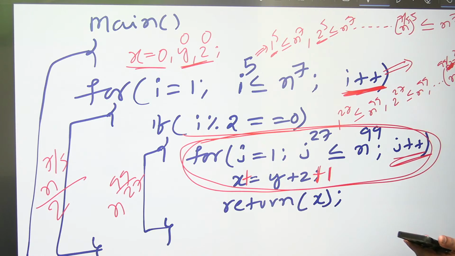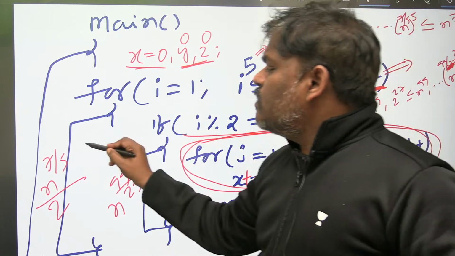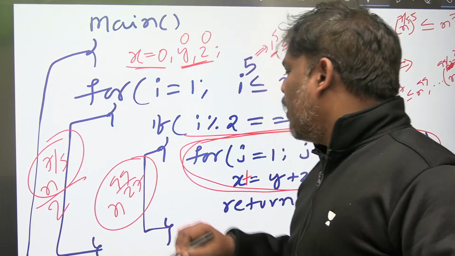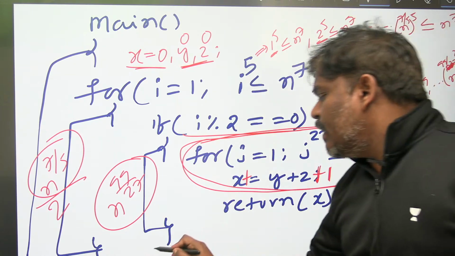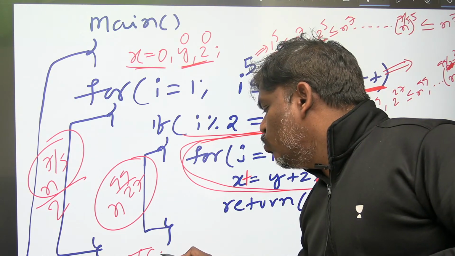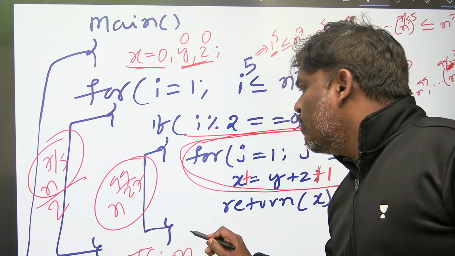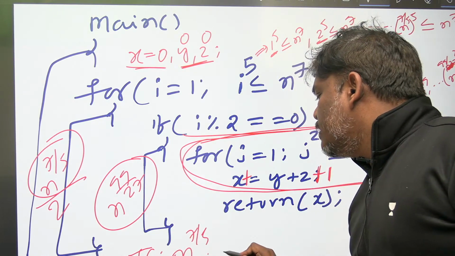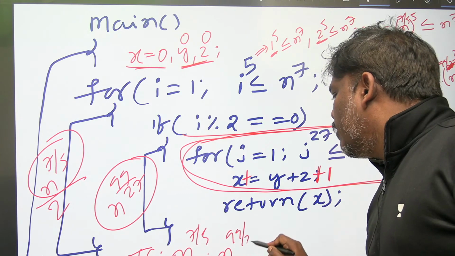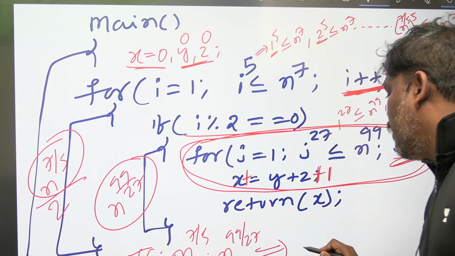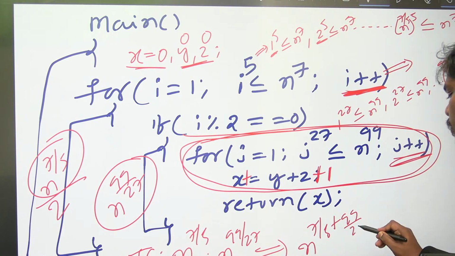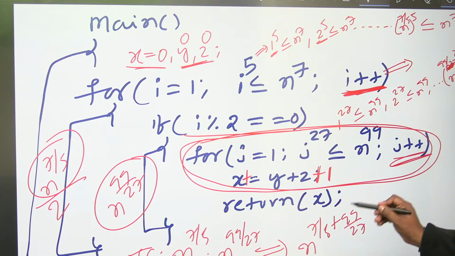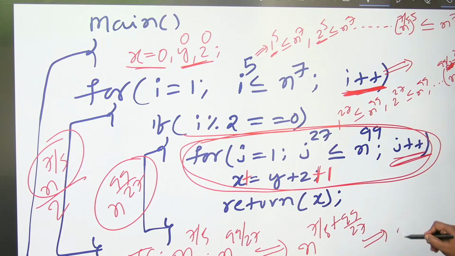That's okay. Can you help me? The i loop runs this many times, the j loop runs this many times, so every time x is incrementing by this much. Now it is the correct time to ask what the time complexity is. Time complexity means loops, two loops. The first loop is n power 7 by 5. The second loop is n power 99 by 27. So inner loops multiply. It became n power 7 by 5 plus 99 by 27.